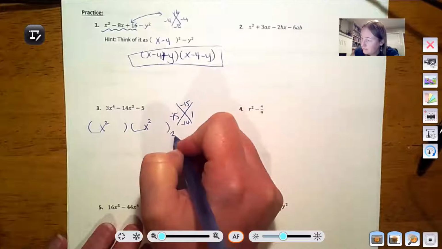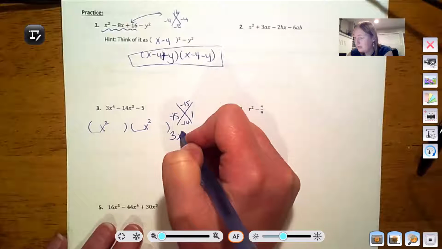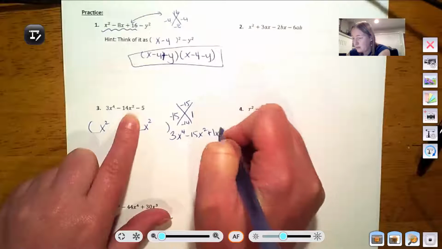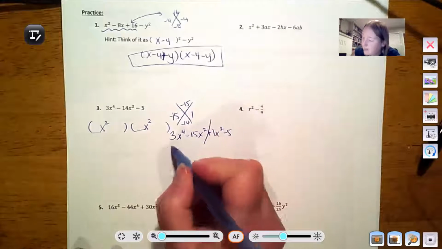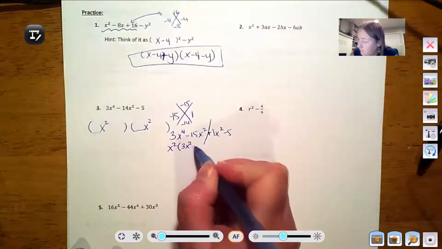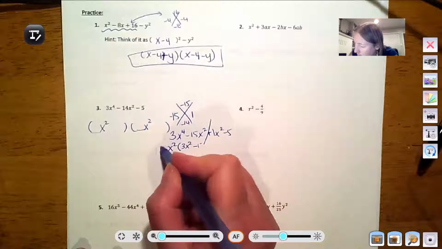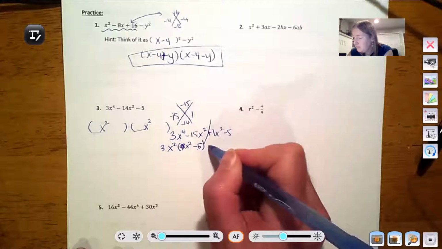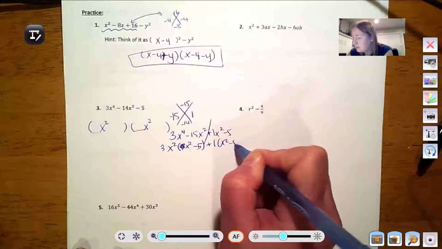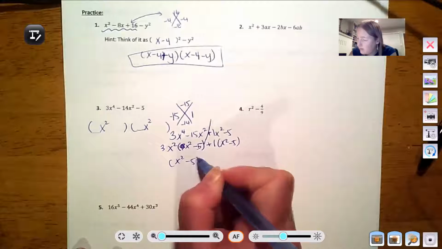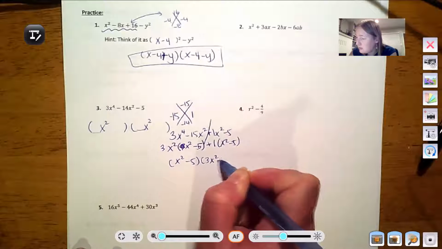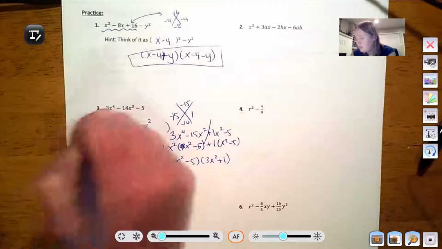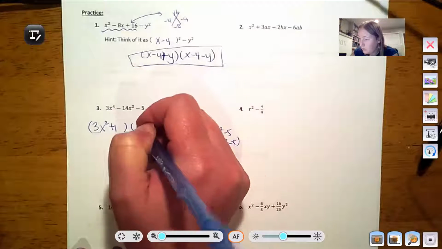And then do grouping, because your A was not 1. Minus 15x squared plus 1x squared minus 5. Cut it in half, factor out. Oops, I didn't take a 3. Take a 3 out. Take out a 1 there. Common part, and then the leftovers. So we've got 3x squared plus 1, and we have 1x squared minus 5.